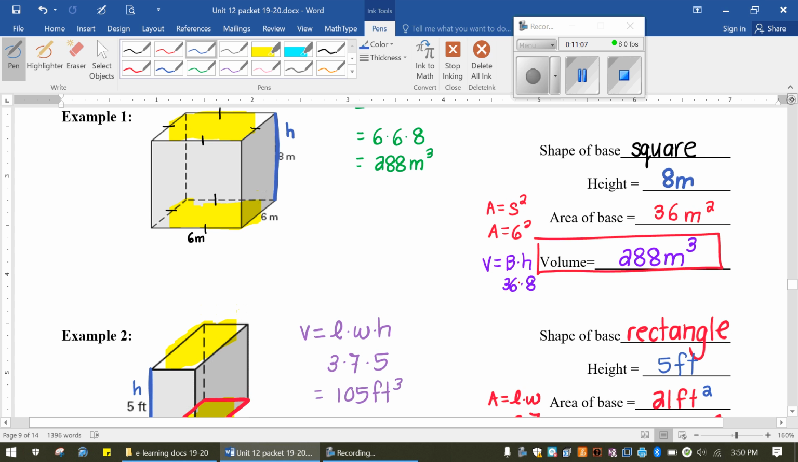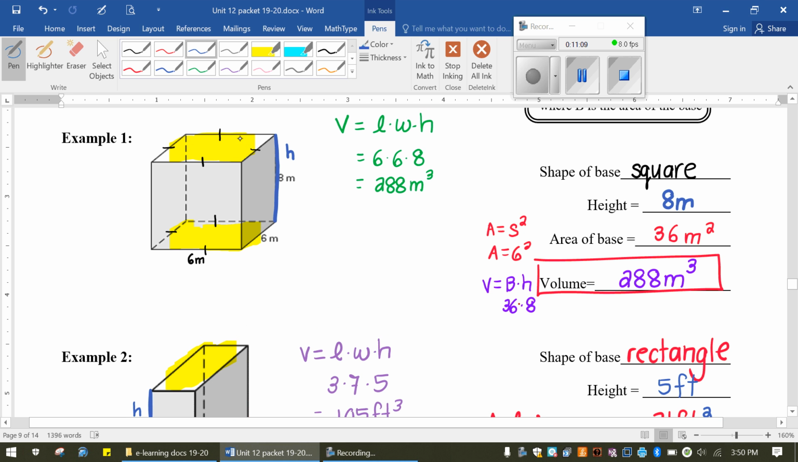And then the last one, number 1, the shape of your base is a square, so we call this a square prism. So we don't have to add the extra words on here like we did with rectangular or triangular. It's just a square prism.